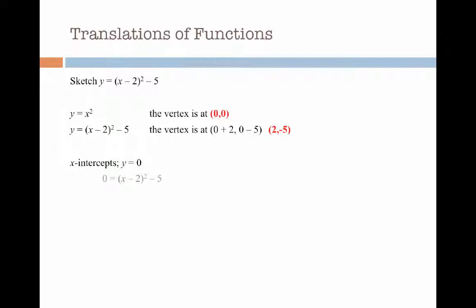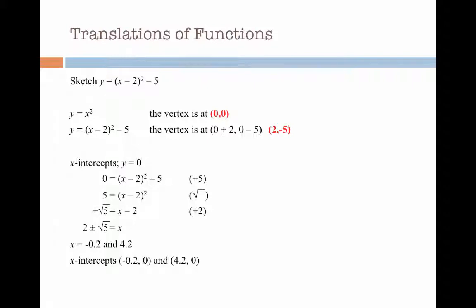Here we go. By letting y equal 0, we can solve this by adding 5 to both sides and getting 5 equals x minus 2 all squared. Then we can take the square root of both sides, giving us plus or minus root 5 equals x minus 2. We add 2 to both sides, giving us 2 plus root 5 and 2 minus root 5 as values for x. We could find those values on a calculator and then use those as our x-intercepts of minus 0.24 and 4.24. Next up, we should work out our y-intercepts by allowing x equal to 0.